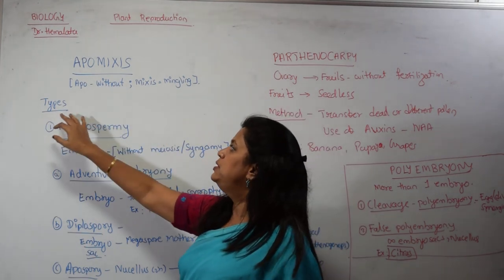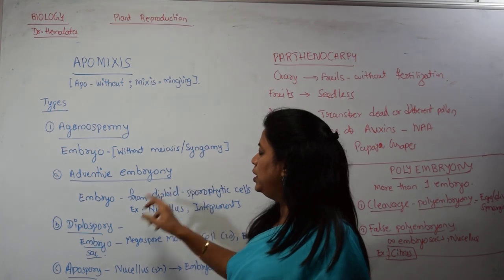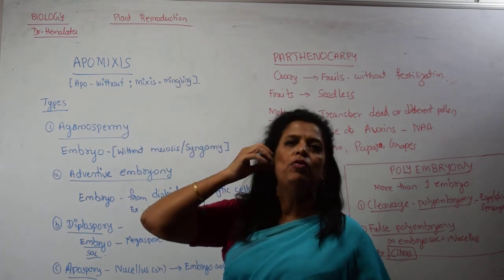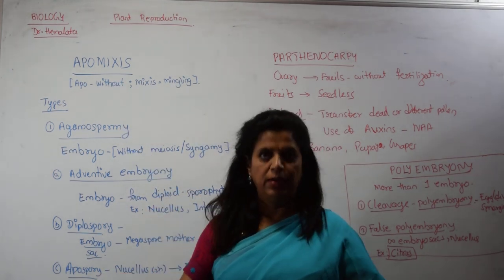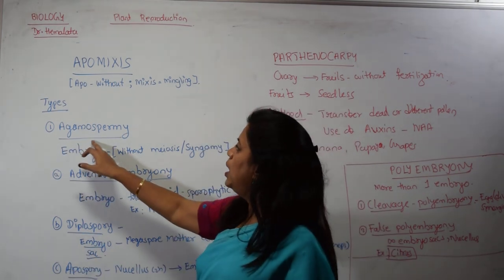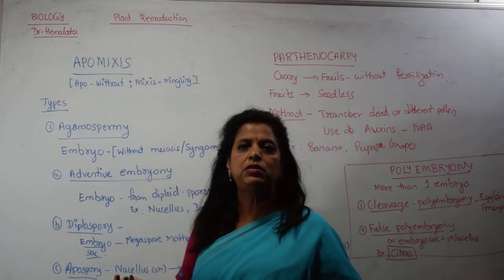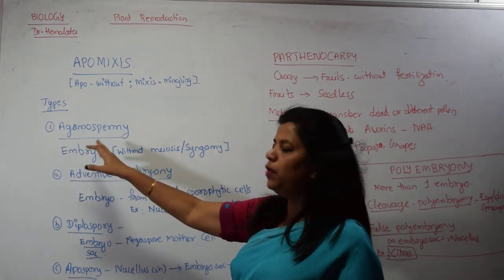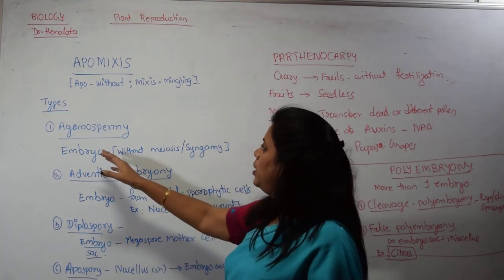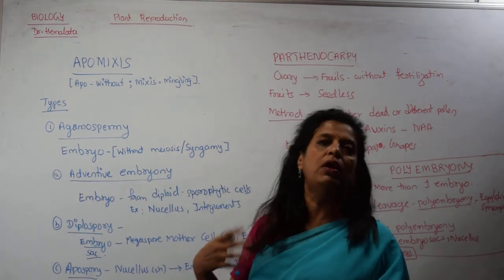So what are the types in this? This has three types. Agamospermy, second is adventitious embryony, third is diplospory. Right? For the details I am giving you, otherwise just writing formation of fruit without fertilization is fine. But still you should know the details, it is a neat portion. You have to learn that in detail. So agamospermy means the embryo is formed without meiosis or syngamy. Normally, spermy means formation of gametes with meiosis. But agamospermy is the embryo formation without the regular meiosis or syngamy.